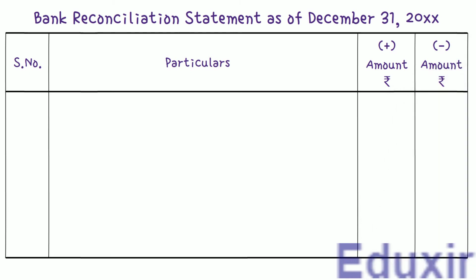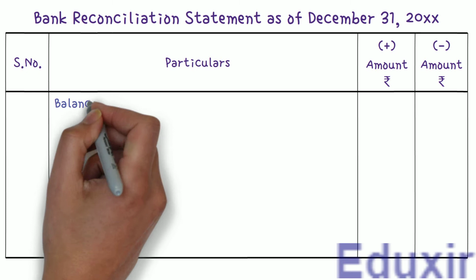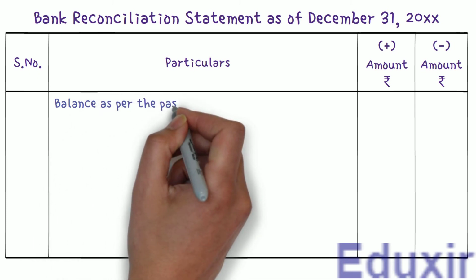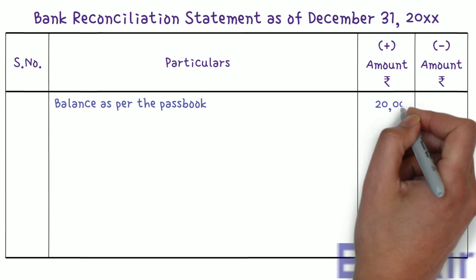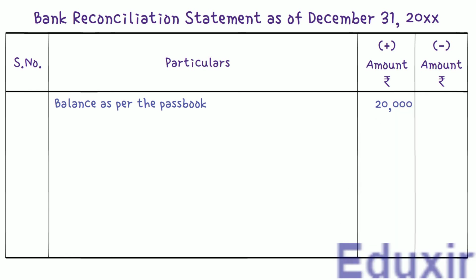Let us first write the particulars as balance as per the passbook. As this is the credit or favorable balance in the passbook, we need to add this amount of 20,000 rupees in the plus amount column. That completes the recording of these details into the bank reconciliation statement. Let us now take up the next details.